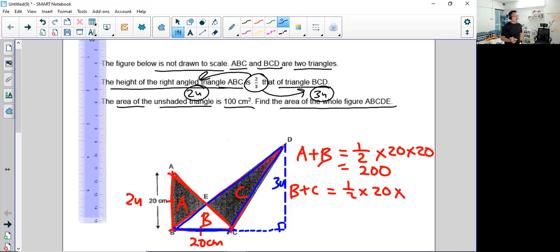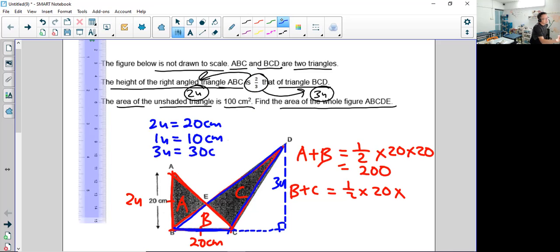So can we find how high the blue triangle is? Yes, we can, because 2 units is equal to 20 cm. So your 1 unit will be 20 divided by 2, which is 10 cm. So the height of the blue triangle must be 10 times 3, 30 cm. So we know the height of the blue triangle.